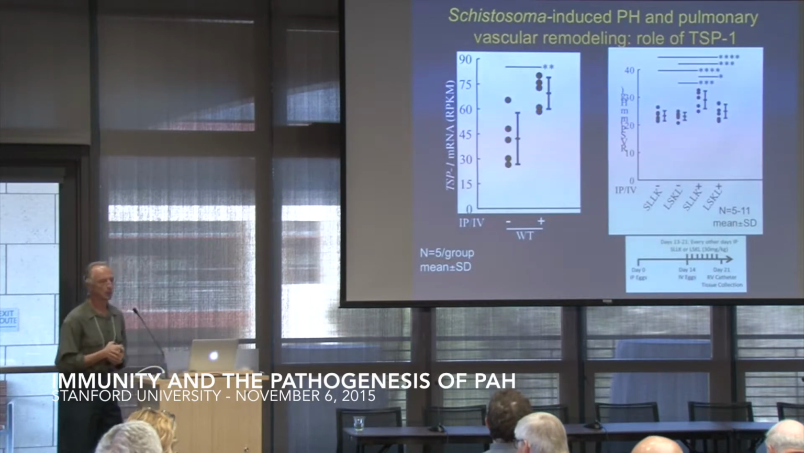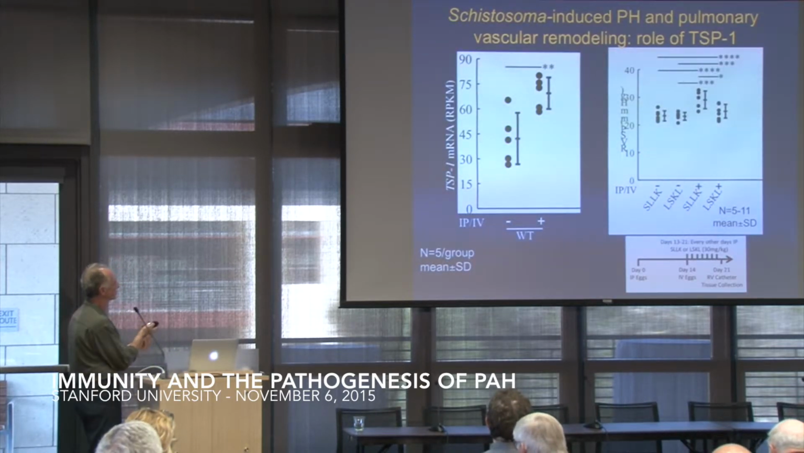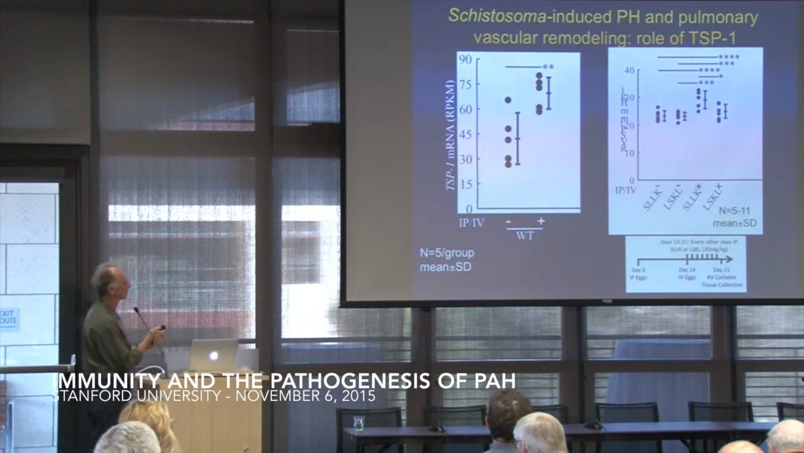So the experiment is straightforward now. Of course, it takes years to be able to be straightforward. But you can see here question number 1: is TSP1 upregulated in schistosomal-induced PH in the mouse? The answer is yes. This is by RNA-seq data we are documenting.